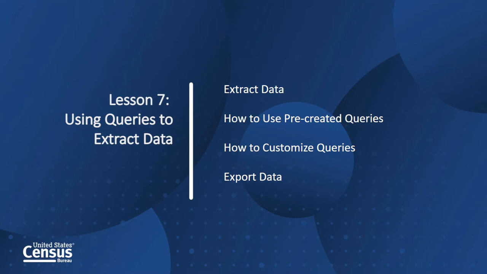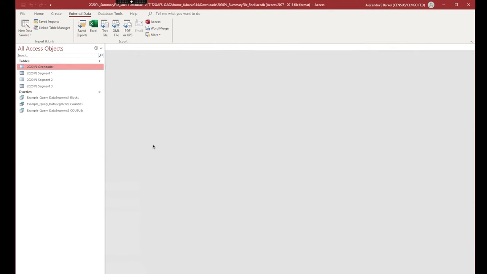In Lesson 7, you learn how to extract the data, how to use the pre-created queries, and also how to customize the queries. Last, we learn how to export the data. The 2020 PL Summary File Shell has the relationship between the tables needed for extracting the data already established for you. In addition, there are three example queries, one for blocks, one for counties, and one for county subdivisions.